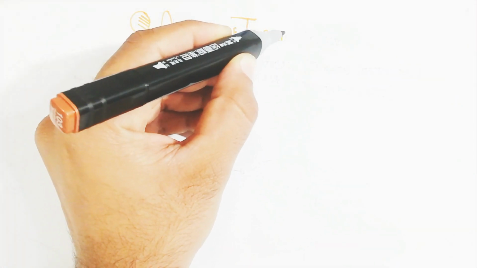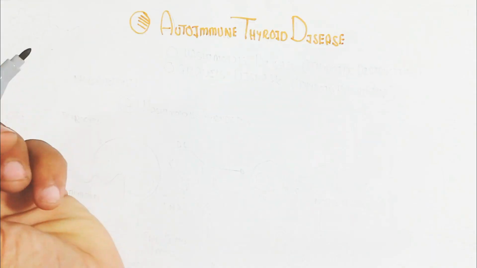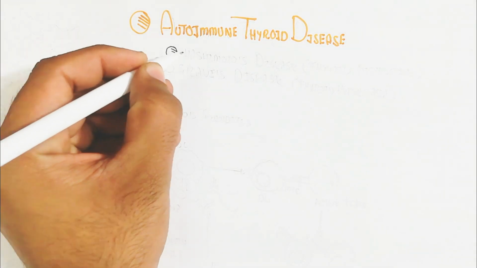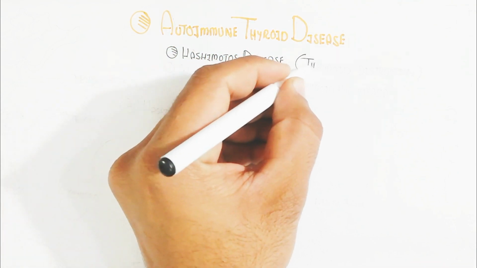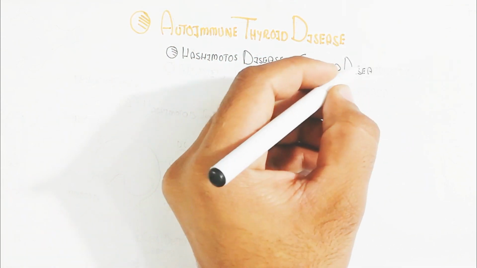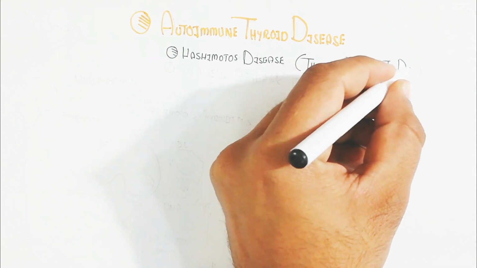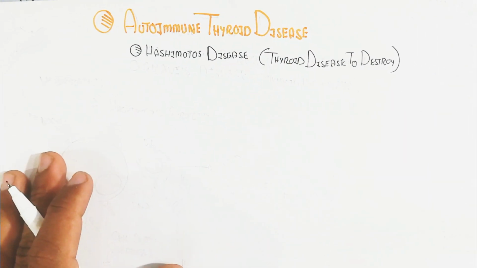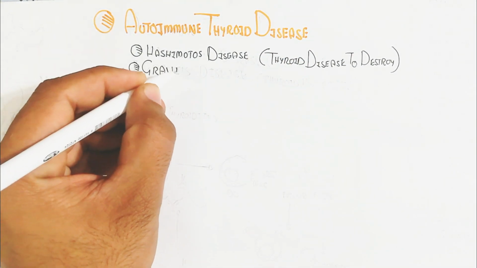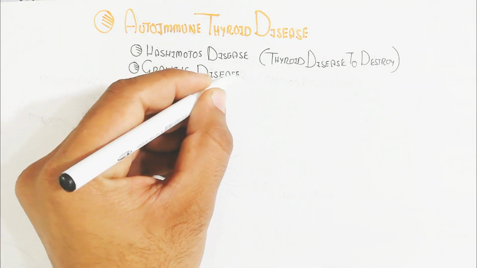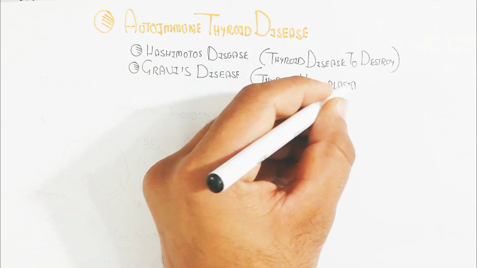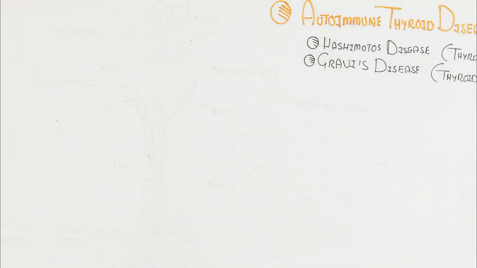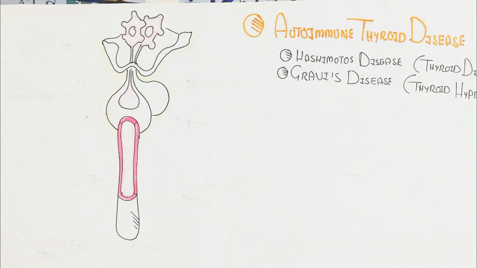So the thyroid is an important gland, important for metabolism. In this video, we will understand about autoimmune thyroid disease, Hashimoto's disease, and Graves' disease. Hashimoto's disease is a thyroid disease that destroys the thyroid, while in Graves' disease, thyroid hyperplasia occurs. In this way, the cells will grow more and produce more thyroxine.